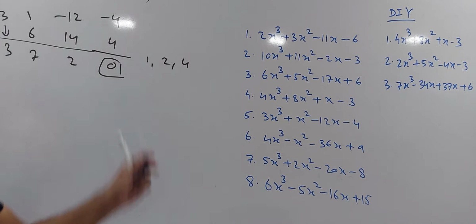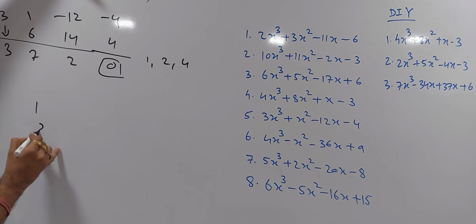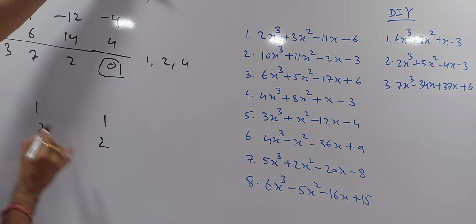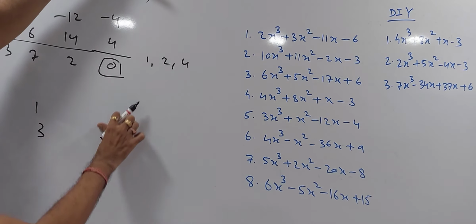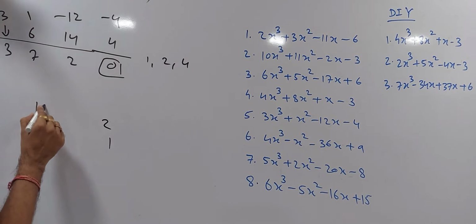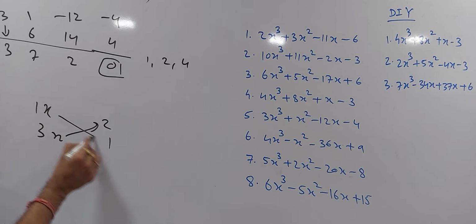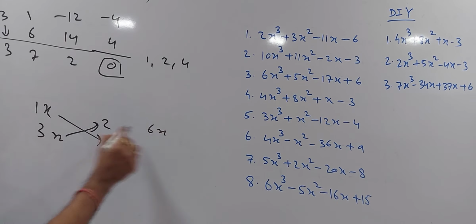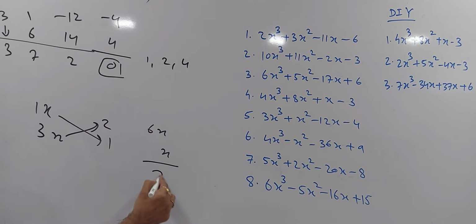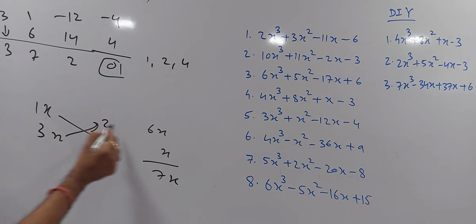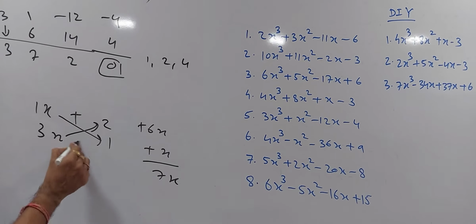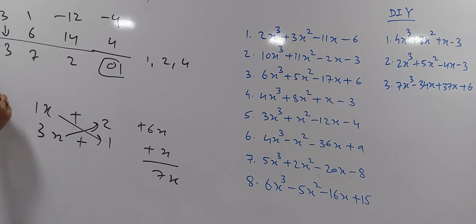Fine. So you can go with our approach. So it will be 1, 3 and it is 1, 2. Are we getting 7? No. So make it 2, 1. So this is x, this is x, cross multiply. So this is 6x and this is x. Addition gives me 7x. I want that only. So that means both are pluses. So finally I am getting the answer for this.